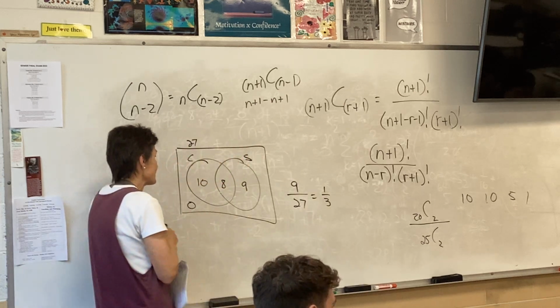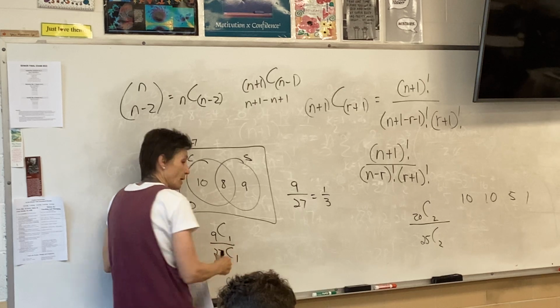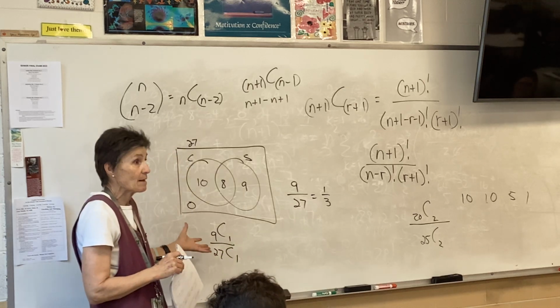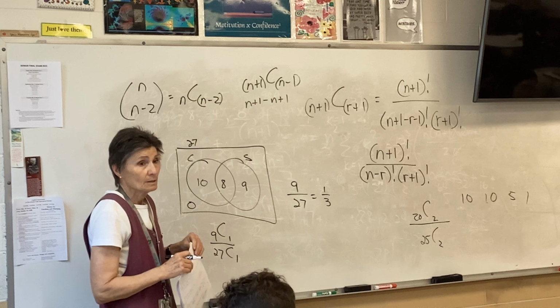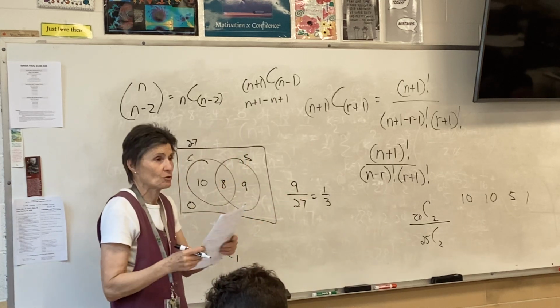Now, you could set it up as 9C1 over 27C1. You can do that if you want. It's the same thing. If that makes more sense to you, fine, but when I'm only picking one, for me, it's easier just to do the fraction.